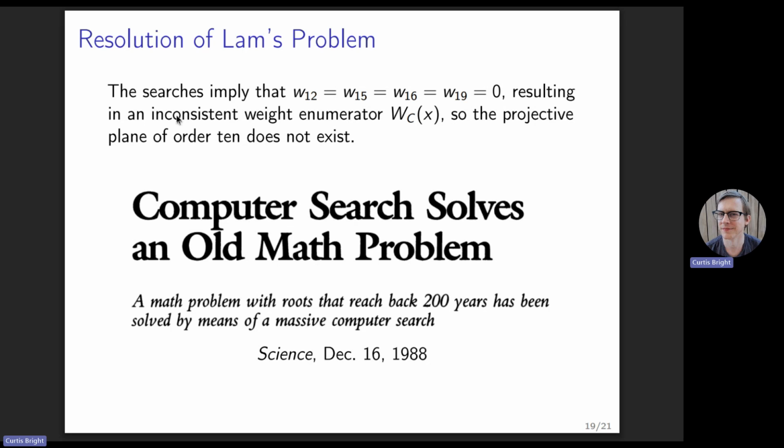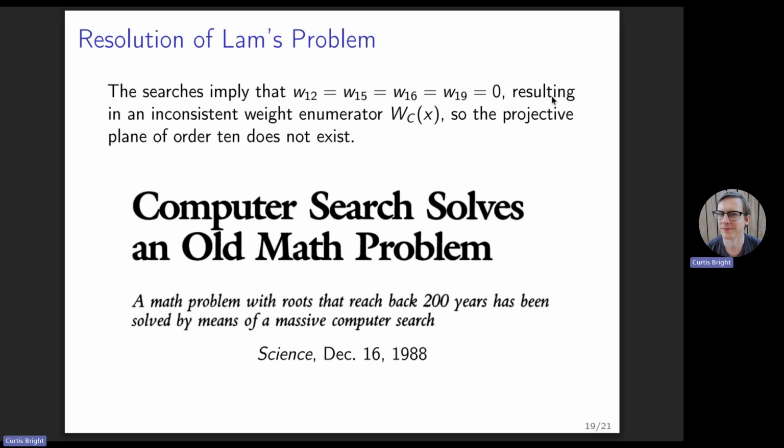They showed essentially an inconsistent weighted numerator, because they showed all the Sudokus had no solutions, which implies the non-existence of these code words, and then it violates that count on the number of vectors of weight 19, right? Like, these all can't be 0 because that violates the count. So the counting was totally crucial to this whole enterprise.